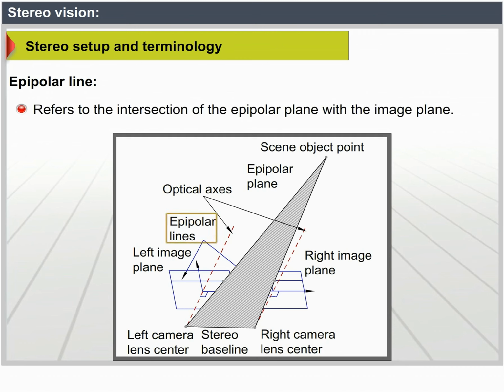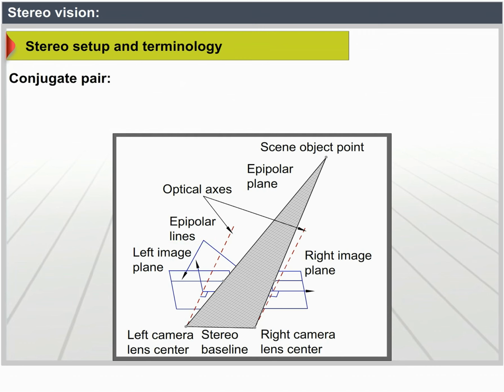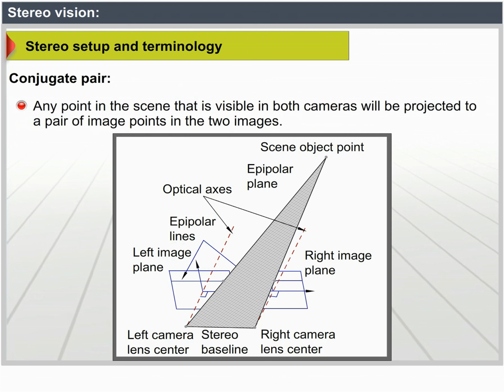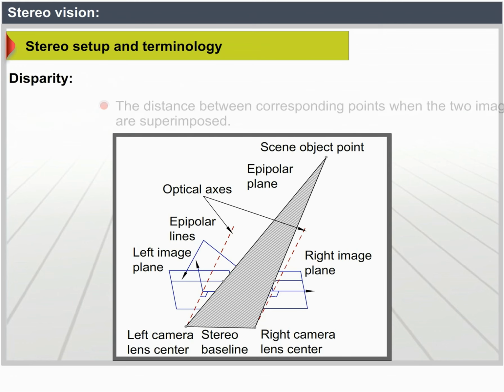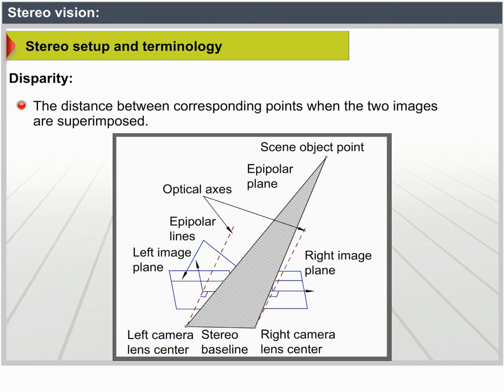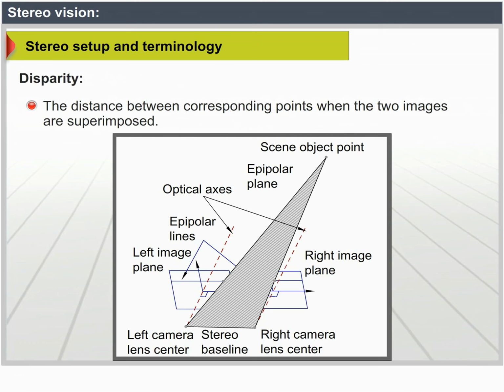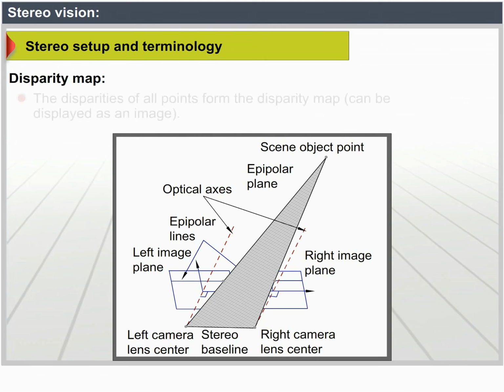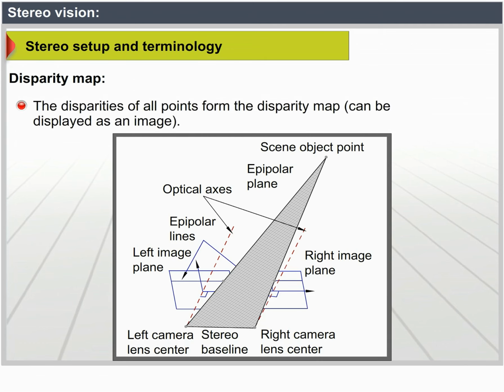Conjugate pair, any point in the scene that is visible in both cameras will be projected to a pair of image points in the 2 images. Disparity, the distance between corresponding points when the 2 images are superimposed. Disparity map, the disparities of all points form the disparity map, which can be displayed as an image.